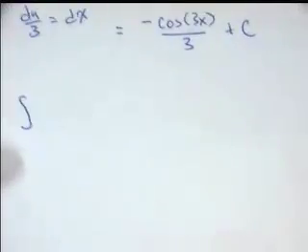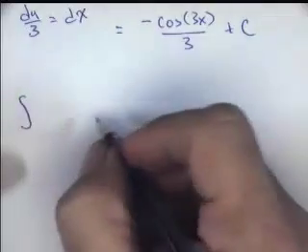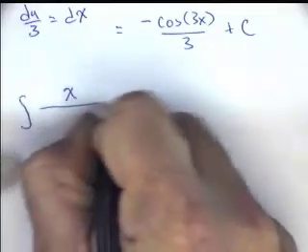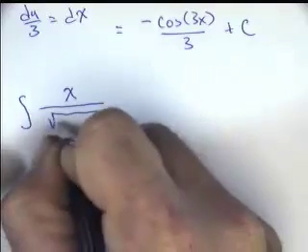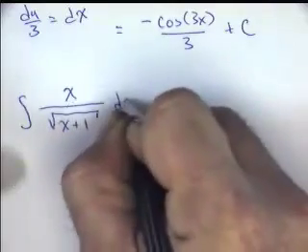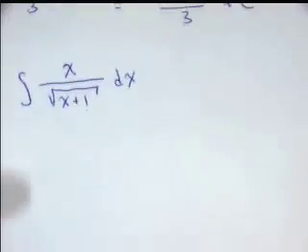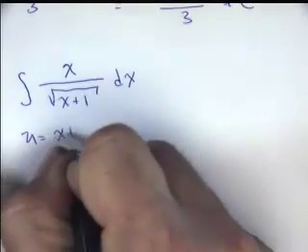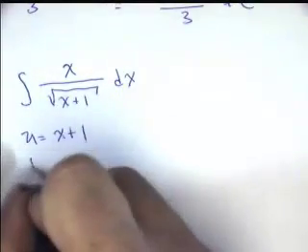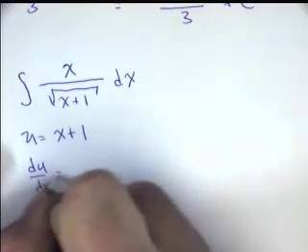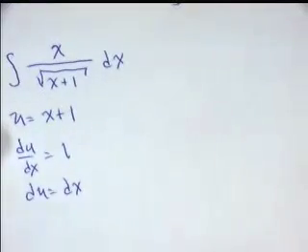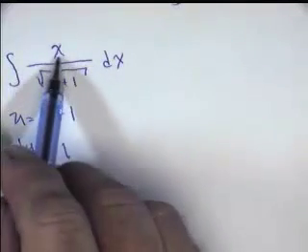Sometimes u-substitution is used to move a sum or difference to a more convenient place. Let's take a look at the antiderivative of x over the square root of x plus 1 dx. The only inside function we have is x plus 1. The problem with that is that du/dx is 1, or du is dx, and what causes a problem there is that we have this x left over.